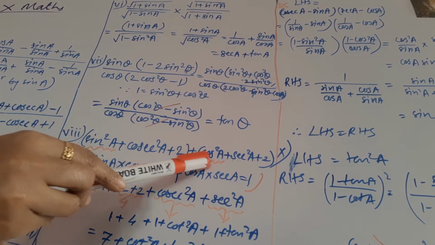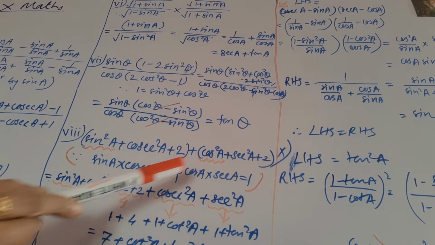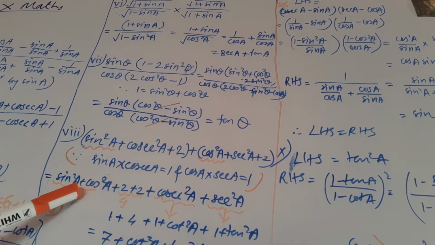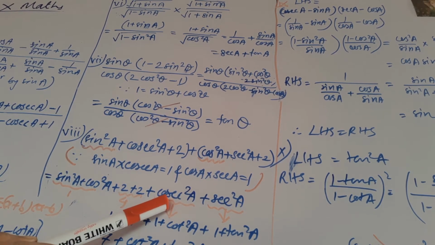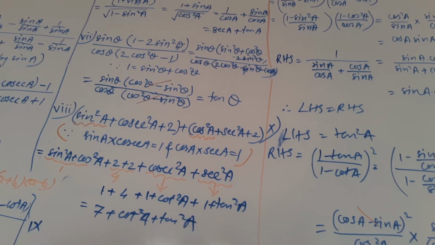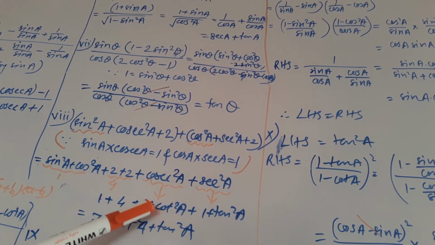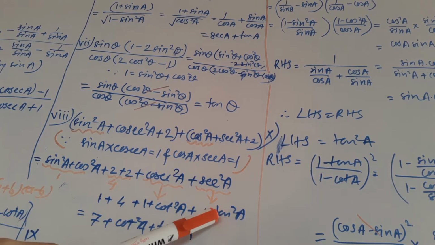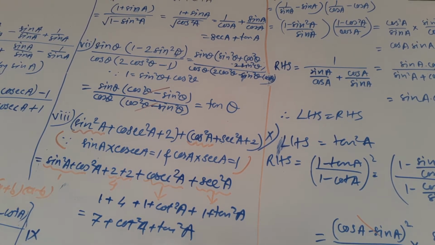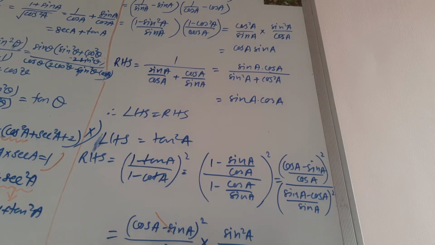So plus 2, similar way you will get it here. Now here plus 2 means plus 4 sin square A plus cos square A, that is equal to 1, and what is remaining, cosec square A plus sec square A, that is there. Okay, and further we can write down that cosec square A means 1 plus cot square A, sec square A means 1 plus tan square A, and we are going to get this required result, that is 7 plus cot square A plus tan square A.